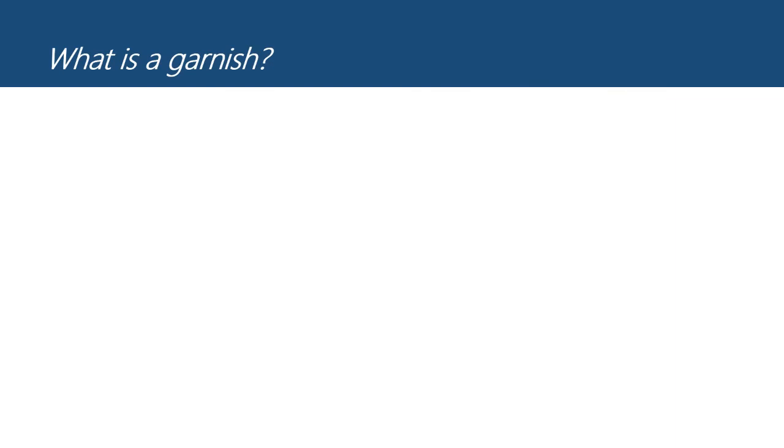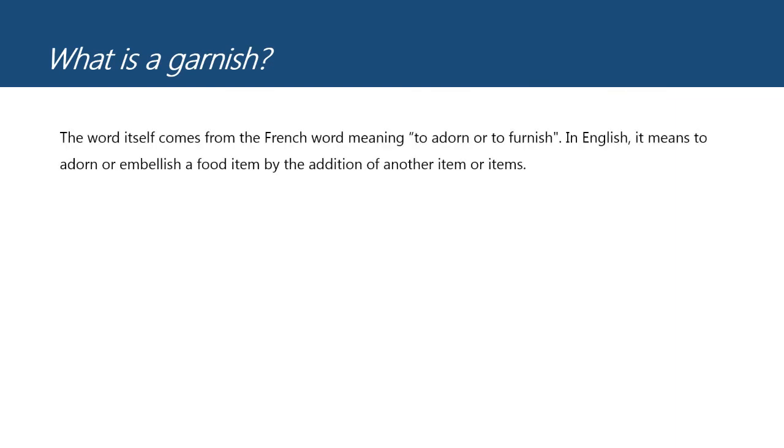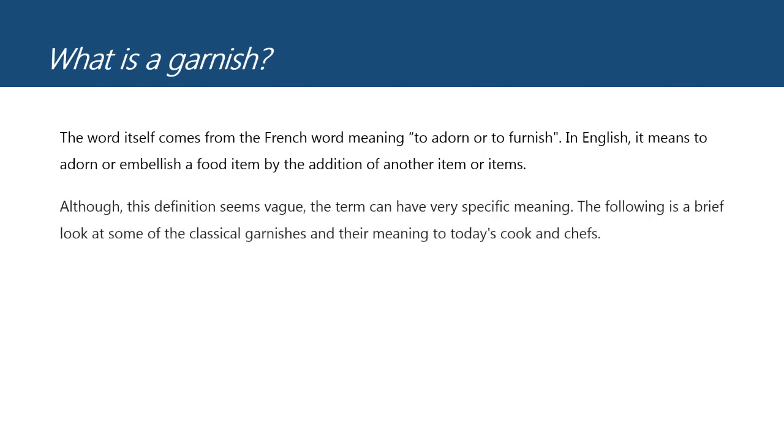Next is garnish. What is garnish? The word itself comes from the French word meaning to adorn or to furnish. In English, it means to adorn or embellish a food item by the addition of another item or items. So, nagbibigay siya ng contrast, ng color, ng flavor, at ng good appearance sa food.